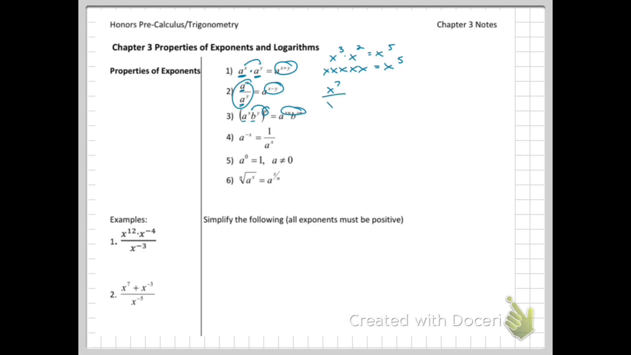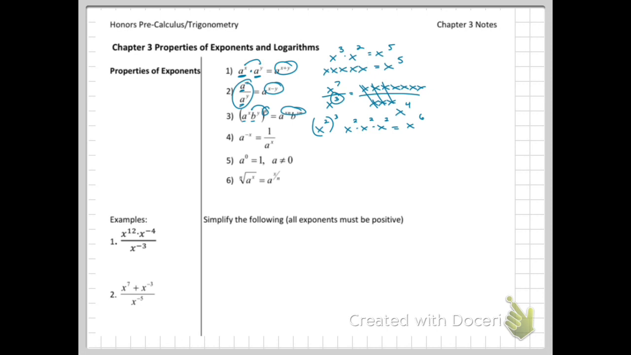X to the 7th over x cubed. The reason you subtract those, 4, 5, 6, 7, is that you're canceling them out one by one. So if you cancel out 3 of them, you end up with x to the 4th left over. And then if you have x squared cubed, you really have x squared times x squared times x squared, right? 3 sets of x squared, which is why the answer is x to the 6th.